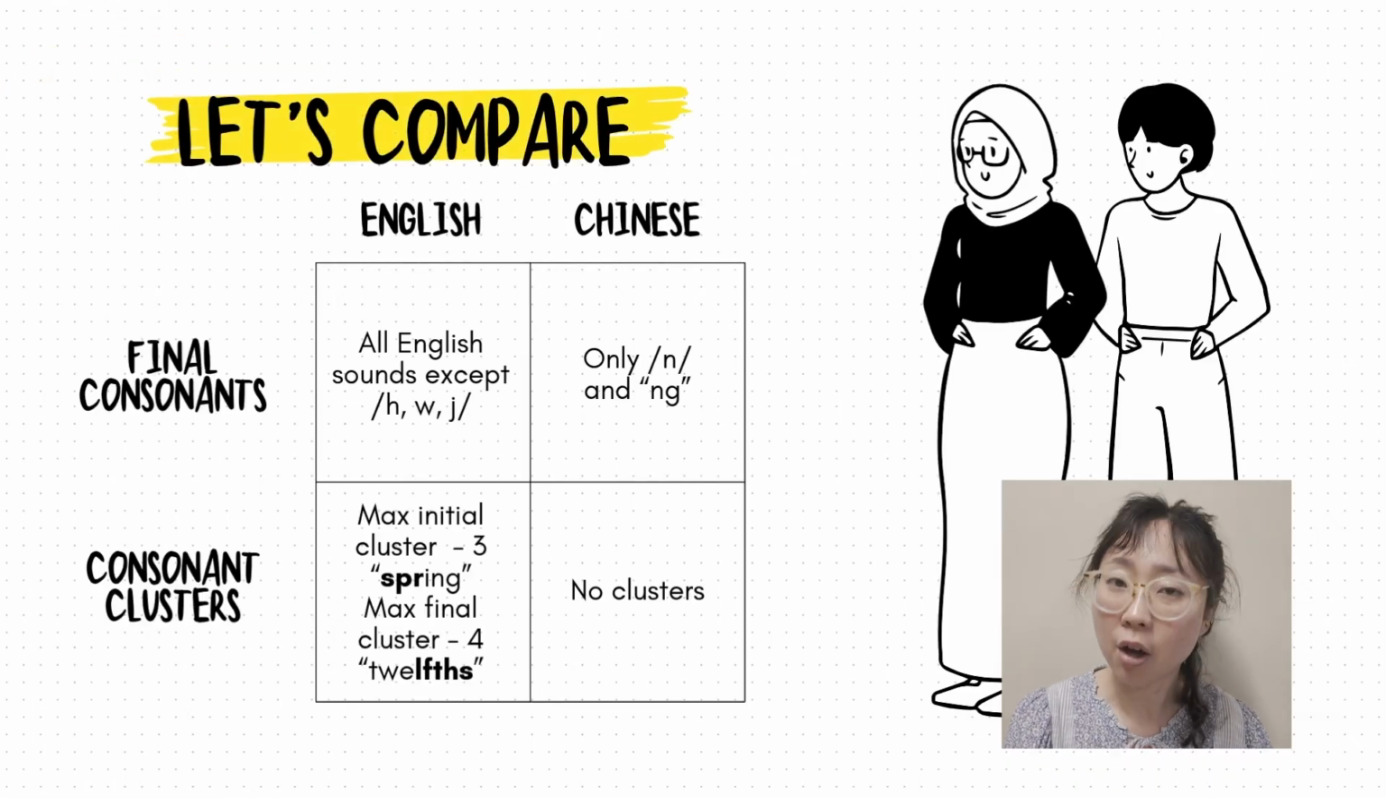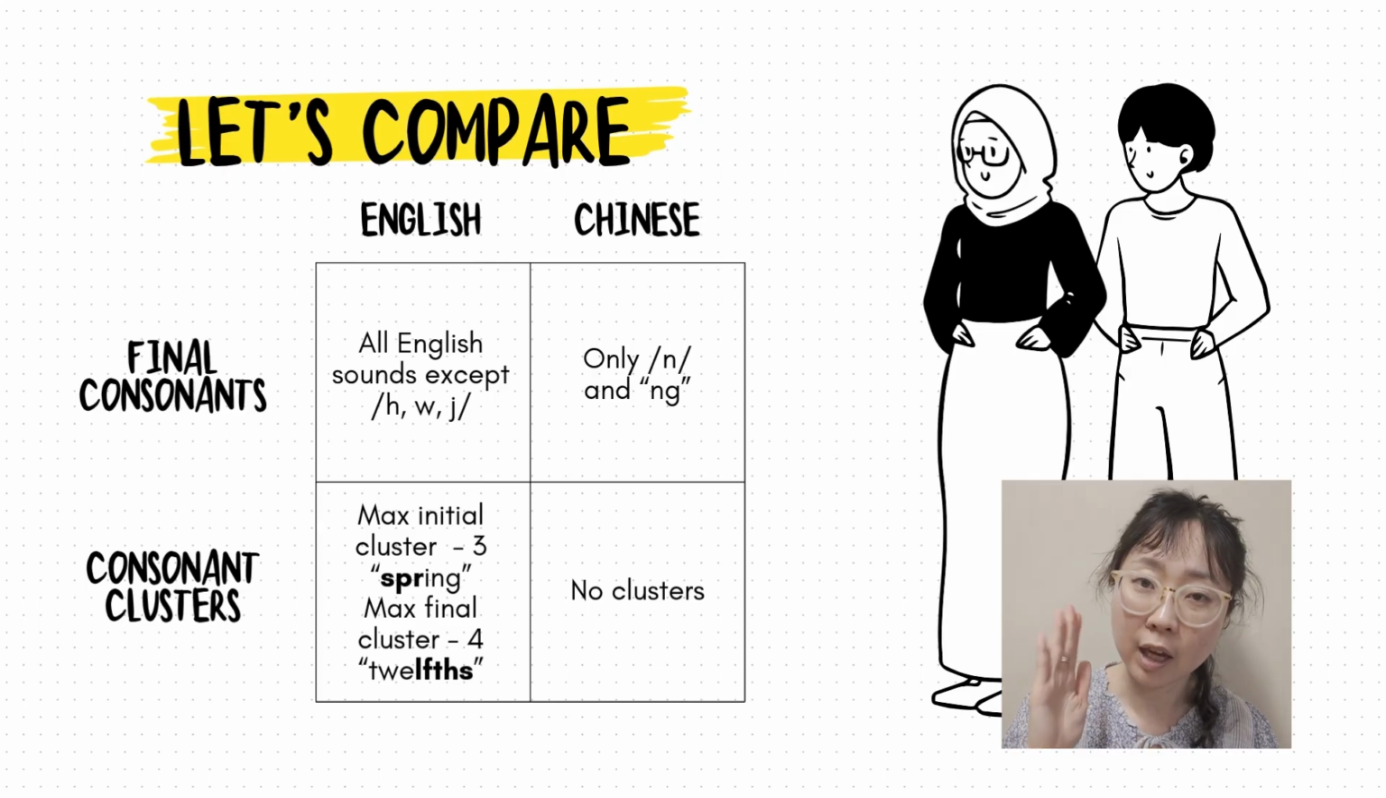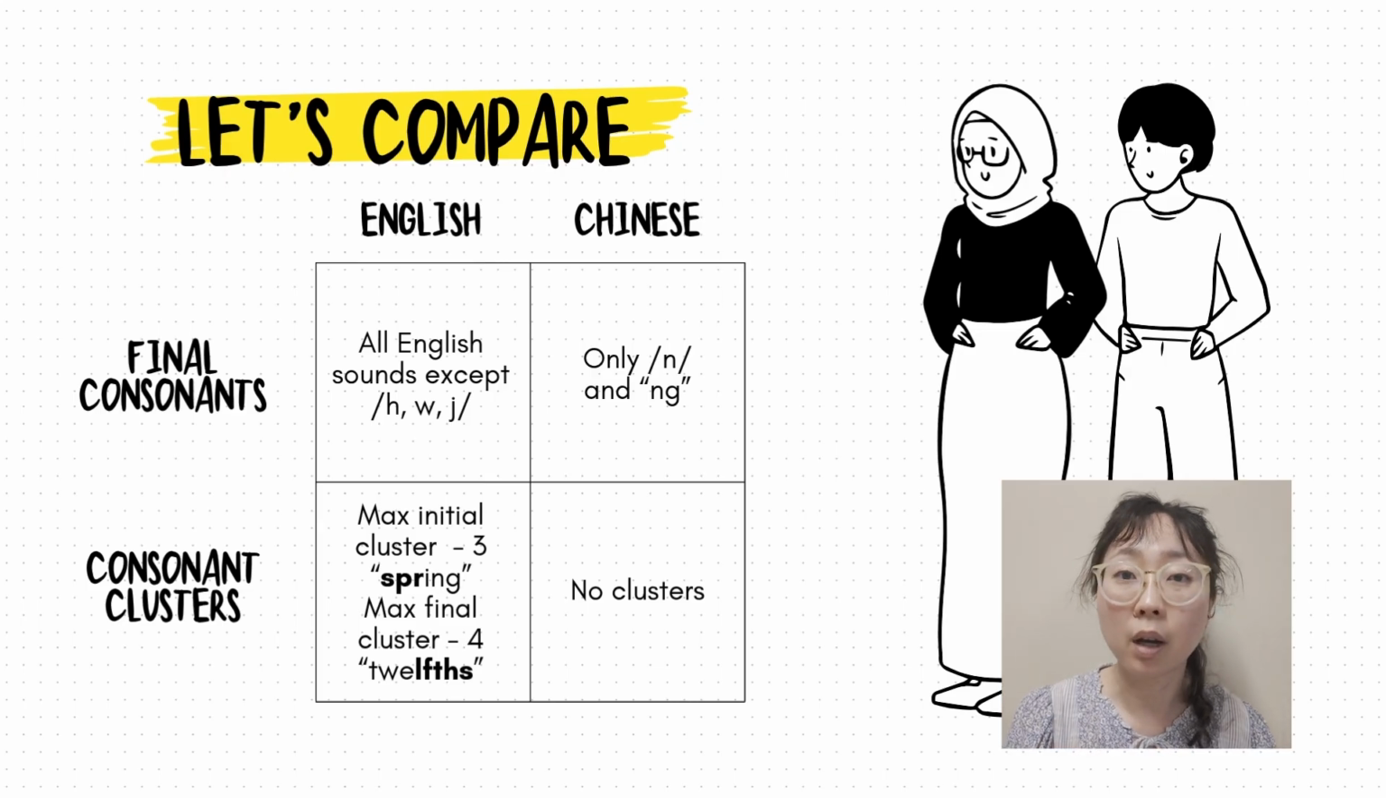In English, all consonant sounds can occur at the end of words except for h, w, and y. And in Chinese, it's only the n and the ng sounds that can occur. And what might that mean? Well, then that means that Chinese speakers might have a hard time marking all those English consonants at the end of words because they haven't had the practice to do so. Remember, in Chinese, it's only the n and the ng sound.